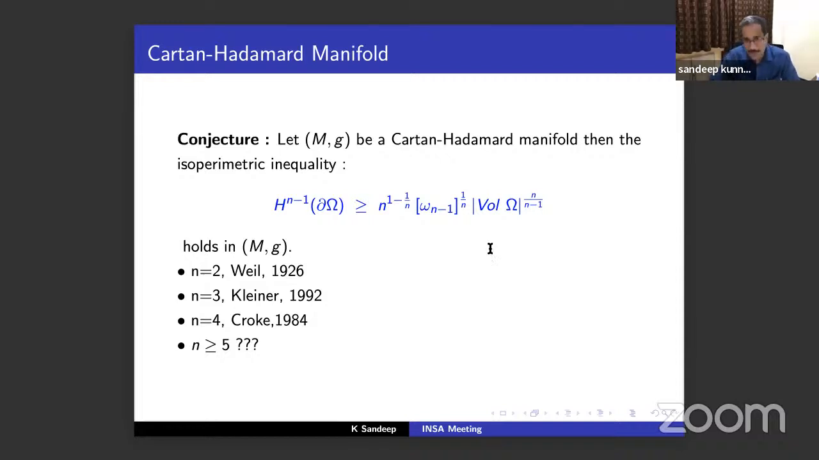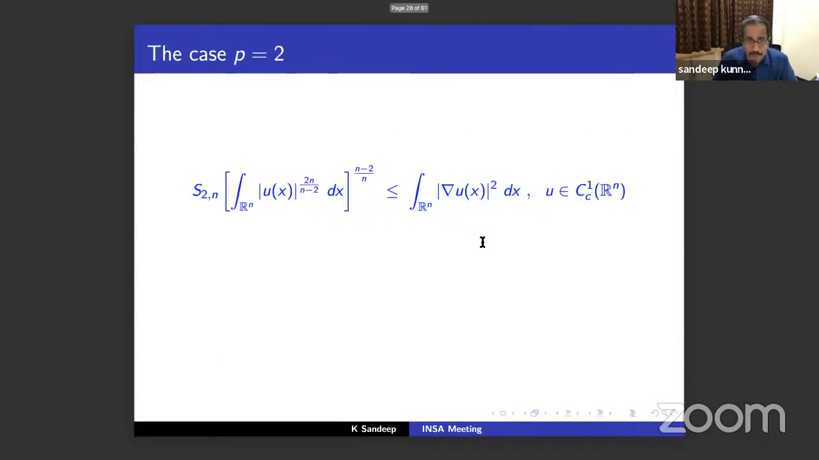Okay, so this is the case with n is equal to 1 of the important problem. So now let me go to the case p is equal to 2. When p is equal to 2, this is how the inequality becomes: S2n, that is going to be equal to the integral of |u| to the power 2n/(n-2). This is less than or equal to this.